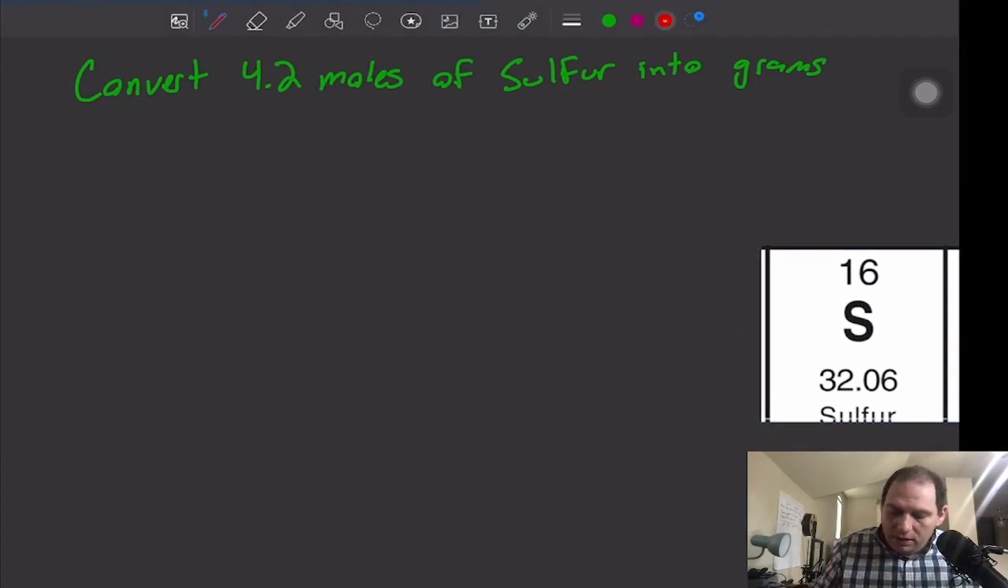So, let's see. We have 4.2 moles, and we want grams. And it's also going to be the sulfur. Okay, so let's write down what we have first. So we have 4.2 mol of sulfur over 1. I'm going to multiply that by a conversion factor of something to equal grams, well, sulfur grams. Let me put S. There we go.